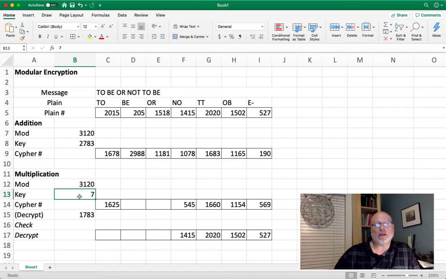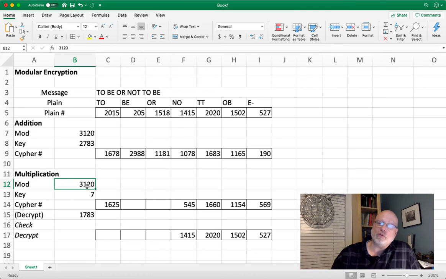The main thing we want to look at for the key, in order for this to be a decryption, is that the key has to be relatively prime with the mod. So remember back to the video where we were looking at multiplicative inverses. In order for a number to have a multiplicative inverse in a particular mod, it has to be relatively prime to that mod. And 7 and 3120 are.